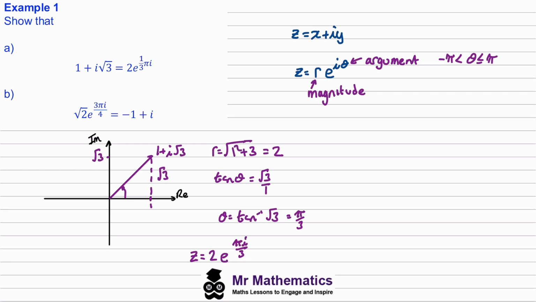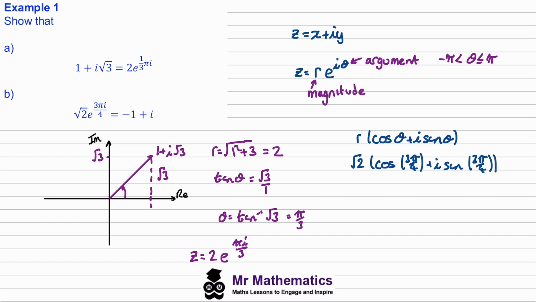Okay? If we look at example B, to go from exponential form to x plus iy, we need to use the modulus argument form, which we covered in year 12. And this is where we have the radius multiplied by cosine of the argument plus i sine of the argument. And we know that theta is 3 pi over 4 and r is root 2. So we'll substitute these in. We've got root 2 times the cos of 3 pi over 4 plus i times the sine of that same argument.